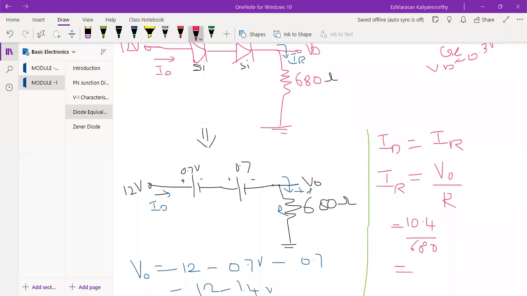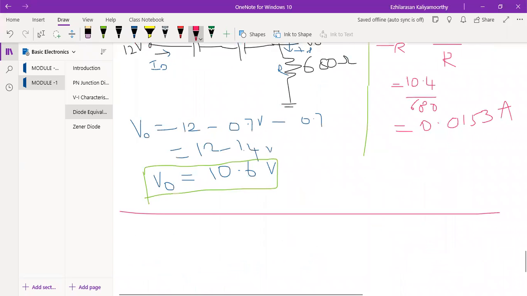So what is the value we are getting now? It is 10.4 divided by 680. The answer will be 0.0153 ampere. So this is the answer here. I hope you might have got it. Now you might have understood.